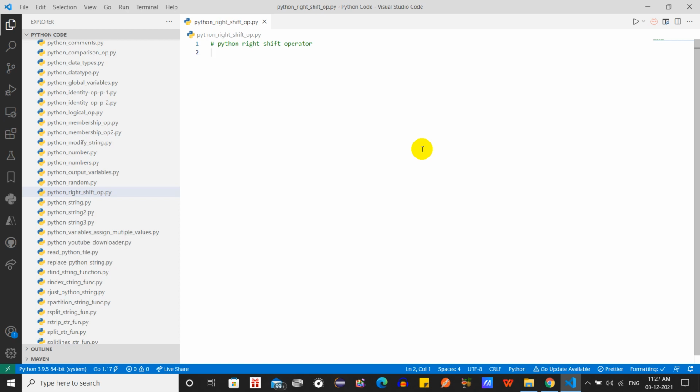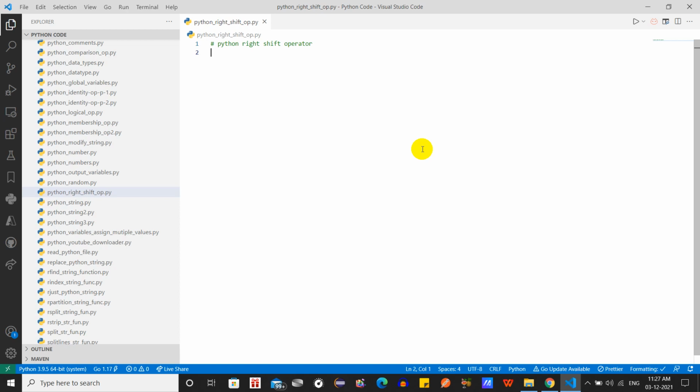The right shift operator is generally called a bitwise operator. To understand it better, a bitwise operator performs different operational tasks on binary. Binary bits here means 0 and 1, where 0 means false and 1 means true. So let's see how it operates.